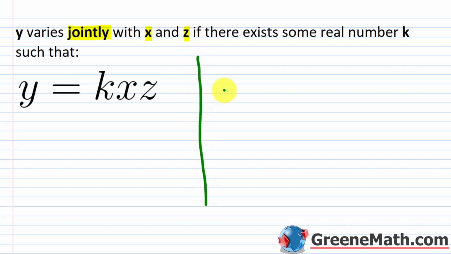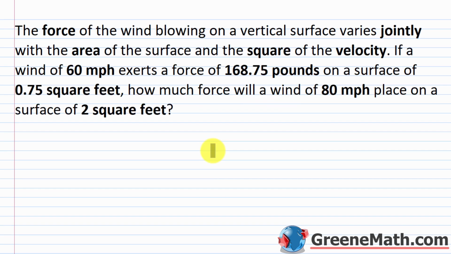Now you also might see this with powers involved. So in that case, you could write something like y equals kx to the nth power, and then z to the mth power. So you might see that in your textbook. All right, let's take a look at an example with joint variation.